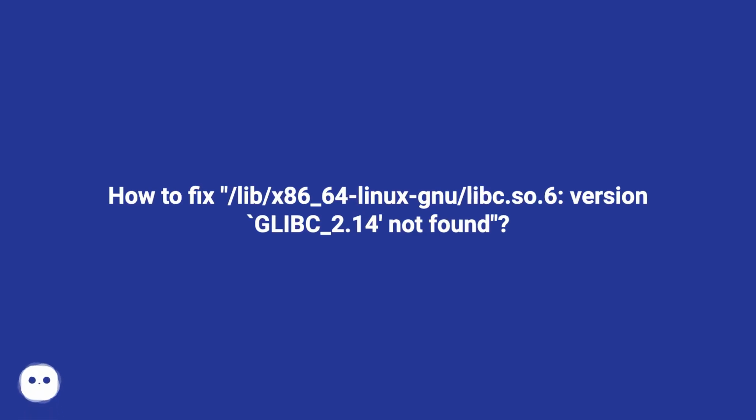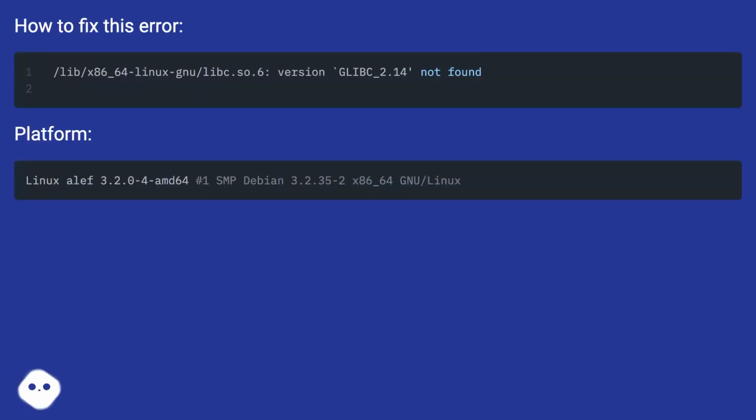How to fix "/lib/x86_64-linux-gnu/libc.so.6: version `GLIBC_2.14' not found". How to fix this error.